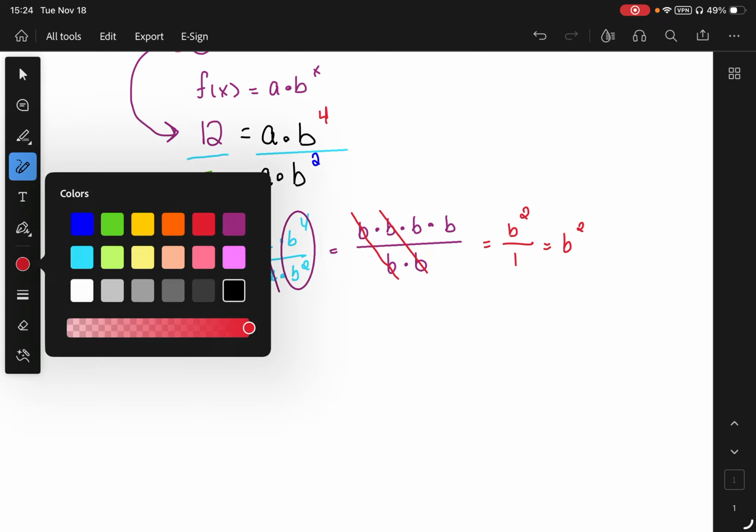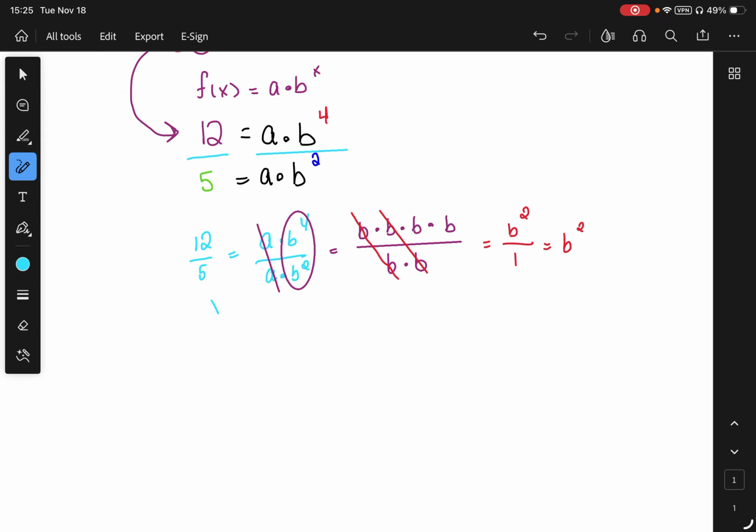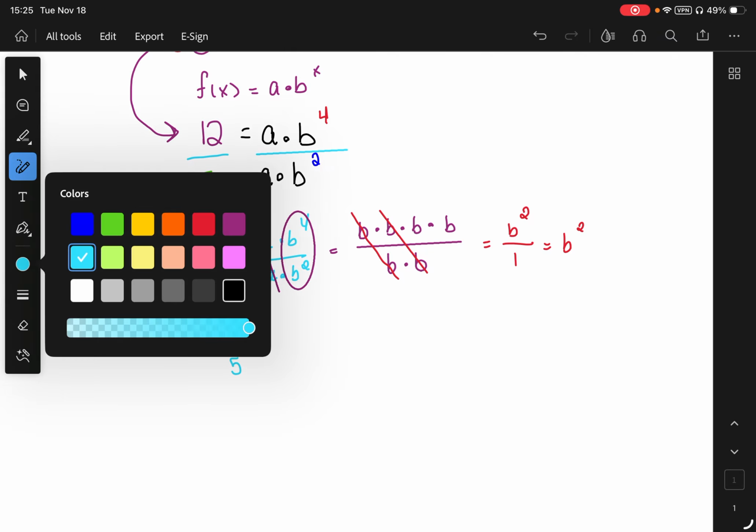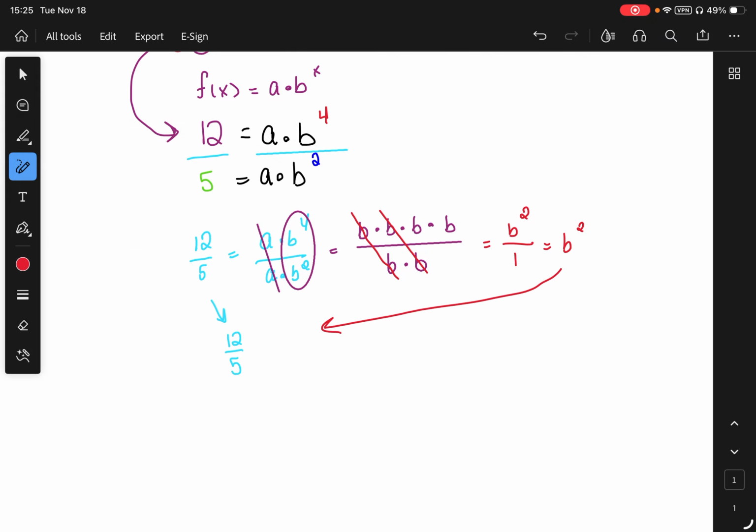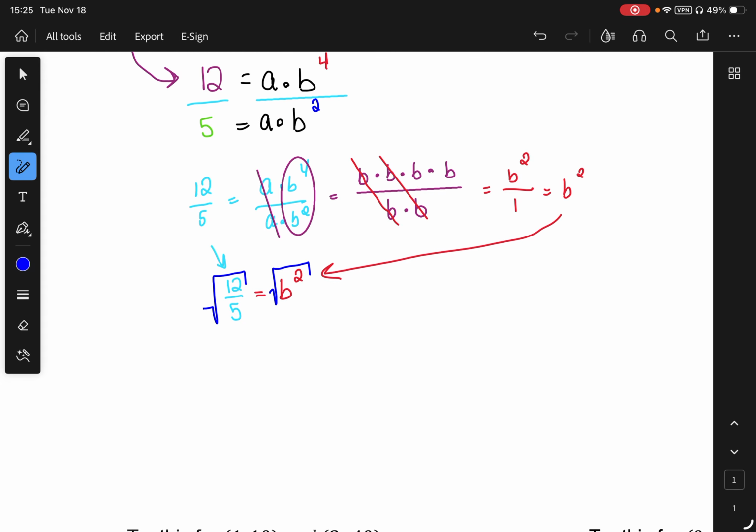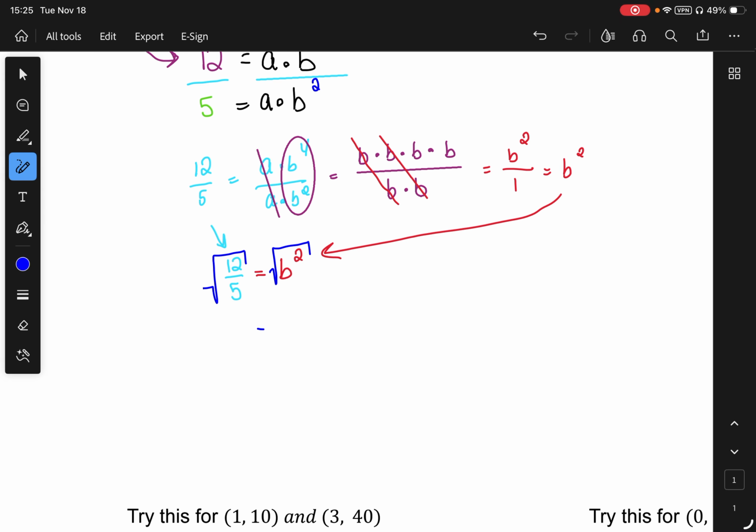So what are we left with? We're left with, over here on the left, 12 over 5, and over here on the right, is equal to b squared. So now the final step to find out what b is equal to is we take the square root. The square root of a squared number cancels out, and we're just left with that number. And then we're not going to simplify our square root of 12 over 5. We're just going to keep it as the square root of 12 over 5. So this becomes the square root of 12 over 5 equals b.